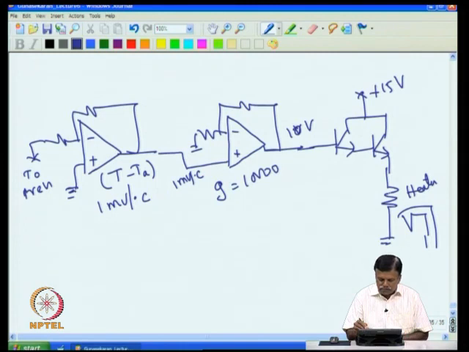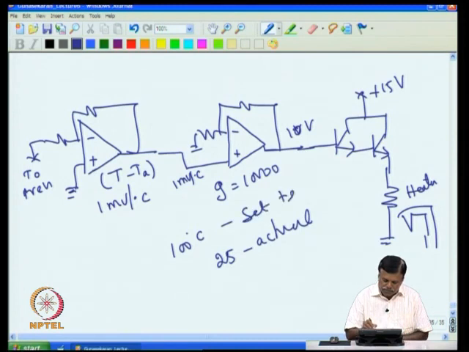Now if the set temperature is 100 degree C, and in the morning I come and switch on, and it is at room temperature, that is 25 degrees C, the actual temperature. This is the set temperature, and 25 degrees C is the actual temperature. The difference is 75. I know that I will get 75 millivolt here, and 75 millivolt multiplied by 10,000 will give you 750 volt, and 750 volt cannot come. What is available is only 15, so 15 volt comes here, and here 13.8 comes, and the heater heats up.